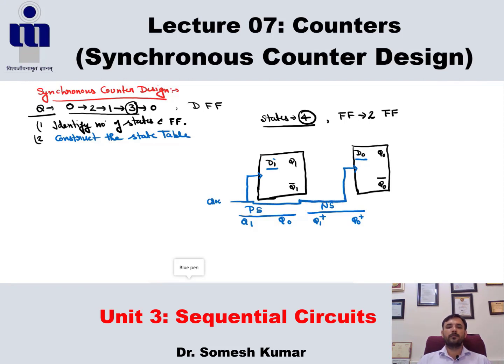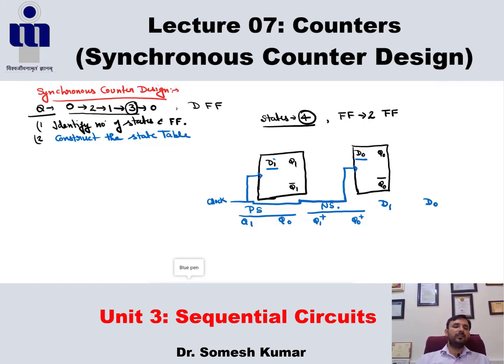Now only one thing remains here, D1 and D naught. So how to find this D naught and the D1 value? These values can be found with the help of the state table. So your state table defines our present state and the next state. And here I am writing our inputs D1 and D naught.